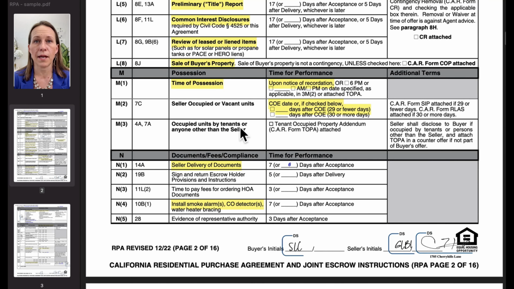Also on this timeline page is going to be the time of possession. Default is that upon recording of the escrow or close of escrow, you would take possession. Sometimes the seller is asking for more time after closing for them to be in possession. And there's two different forms depending on the timeline for the seller in possession period.